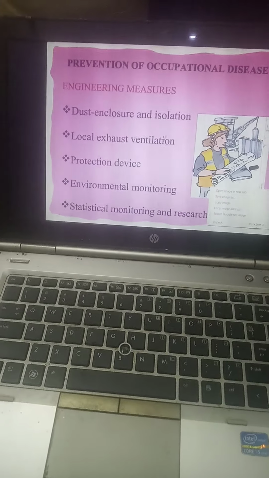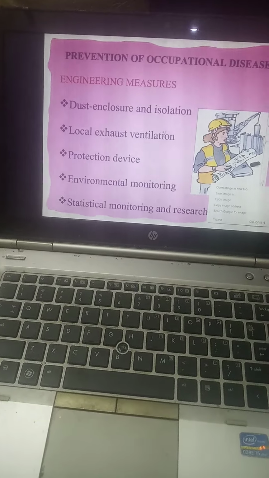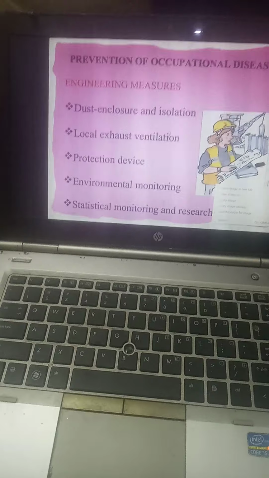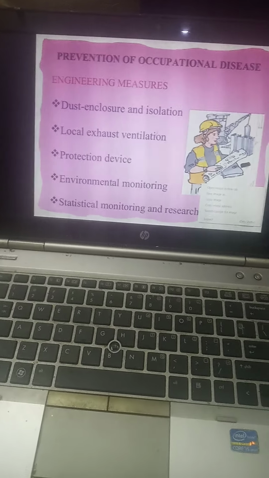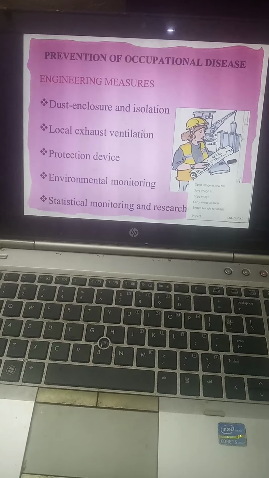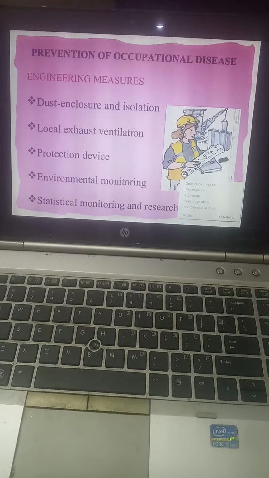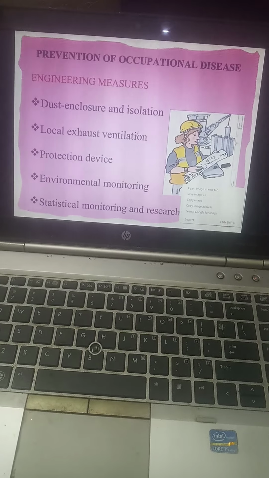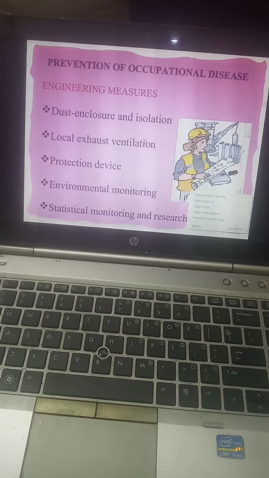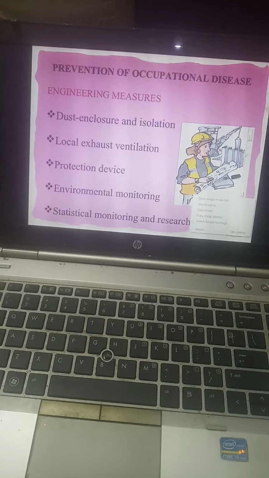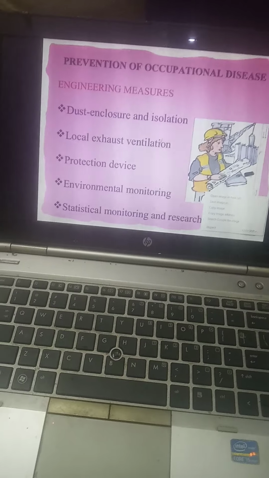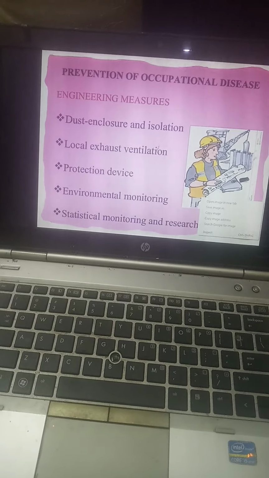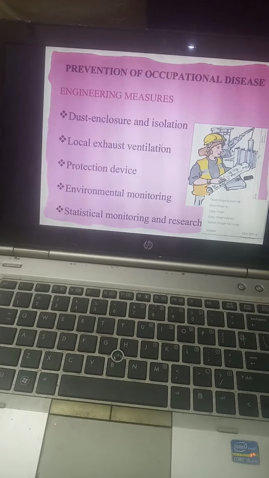And then statistical monitoring. Statistical monitoring comprises review at regular intervals of collected data on health and environmental exposure of the occupational groups. The main objective of these reviews is to evaluate the adequacy of preventive measures and occupational health criteria, including permissible exposure levels. Now, research in occupational health offers fertile ground for study which can provide a better understanding of the industrial health problems.